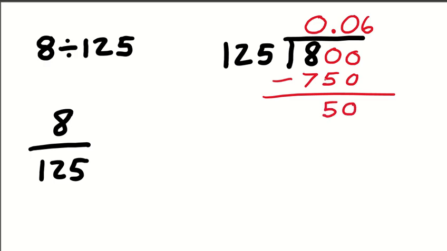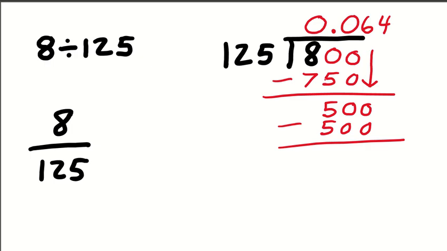Now, I can continue to bring down zeros, and now I have 500. 500 divided by 125 is exactly 4. 4 times 125 is 500. And now, if I subtract 500 from itself, I have nothing left over. Thus, I have an answer of 0.064, or 0 and 64 thousandths.